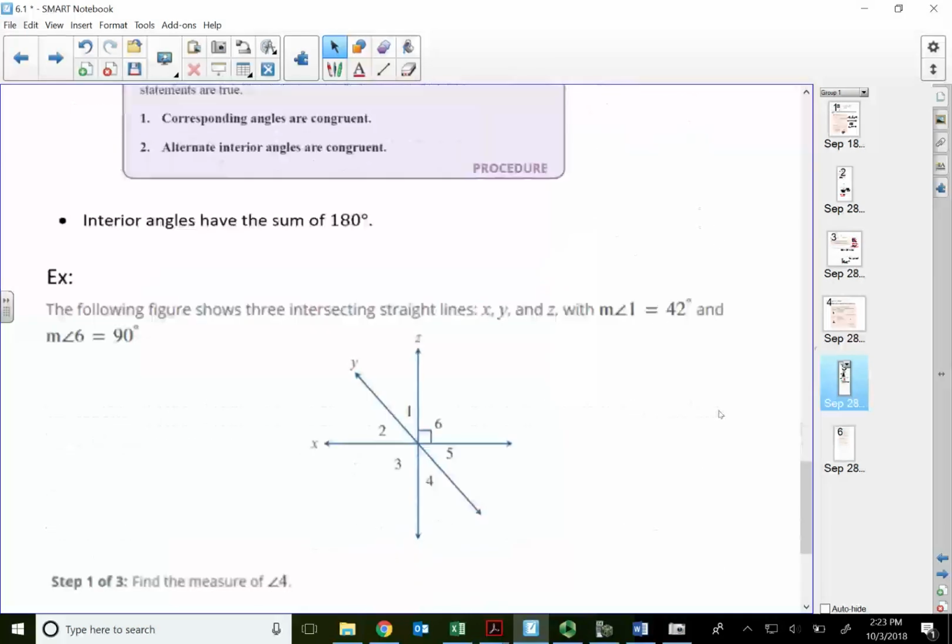All right, let's take a look. The following figure shows three intersecting straight lines. So this time I have three intersecting straight lines.